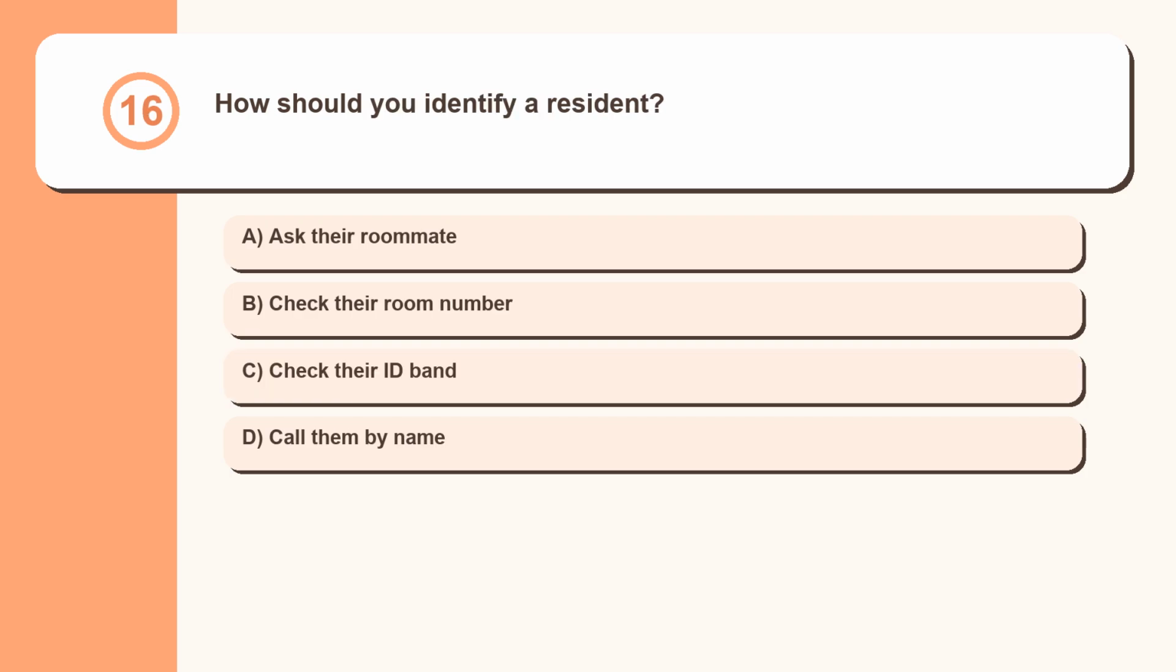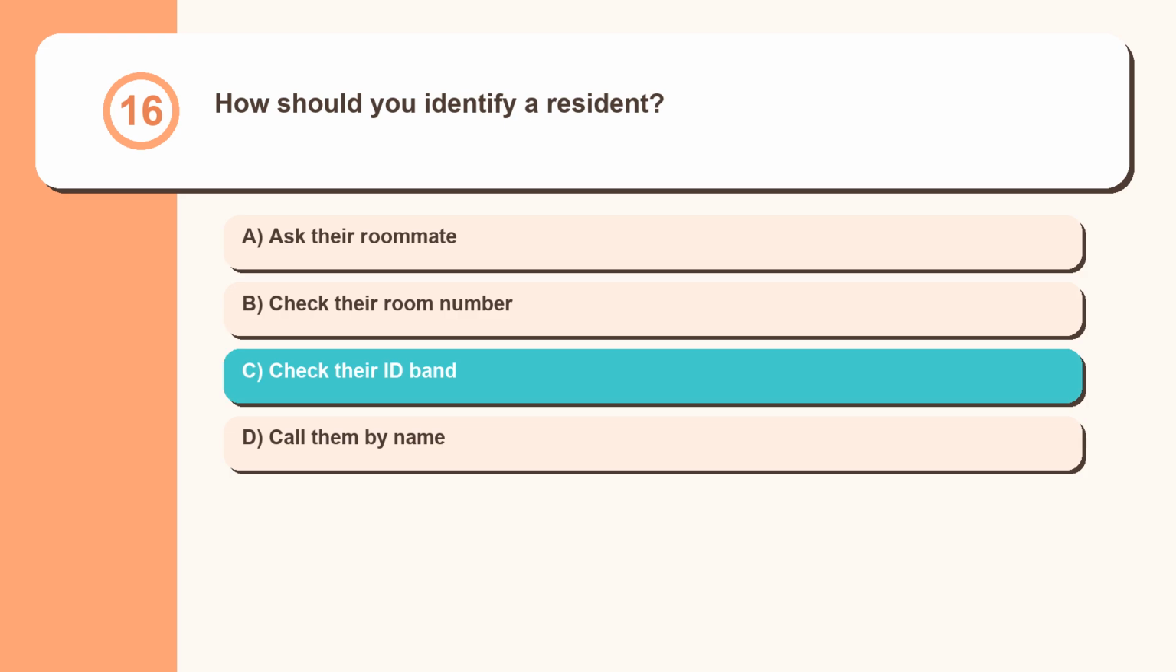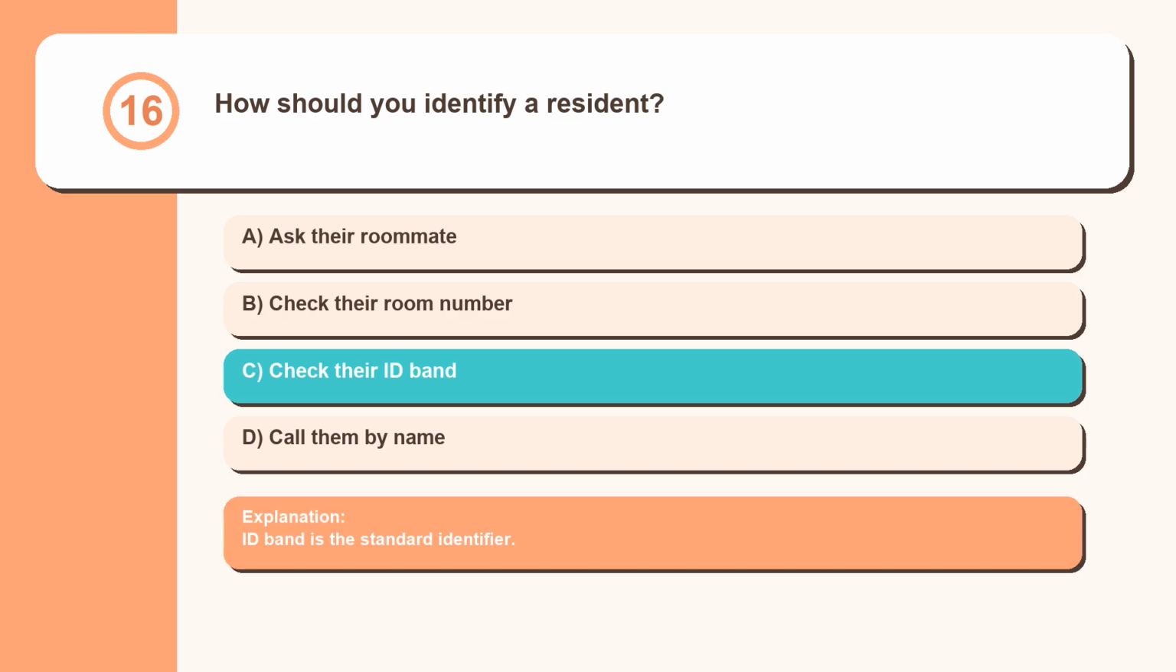Question 16. How should you identify a resident? Ask their roommate. Check their room number. Check their ID band. Call them by name. The ID band is the standard identifier.